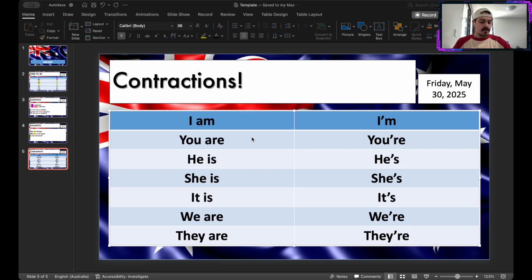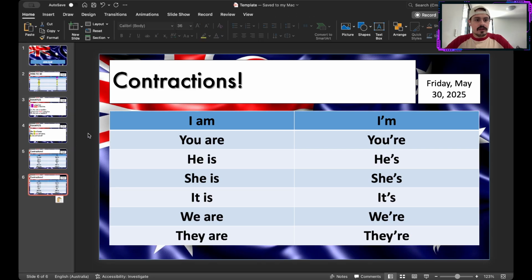All the contractions. But teacher, do I have to use contractions? Man, it depends on the situation. If you don't want to say I'm Bruno, you can say I am Bruno. It's not wrong. People will understand you. But if you want to speak faster, more normally, because a lot of people use contractions here in Australia. They use a lot of contractions, so it's important you learn them. Here we have the contractions.